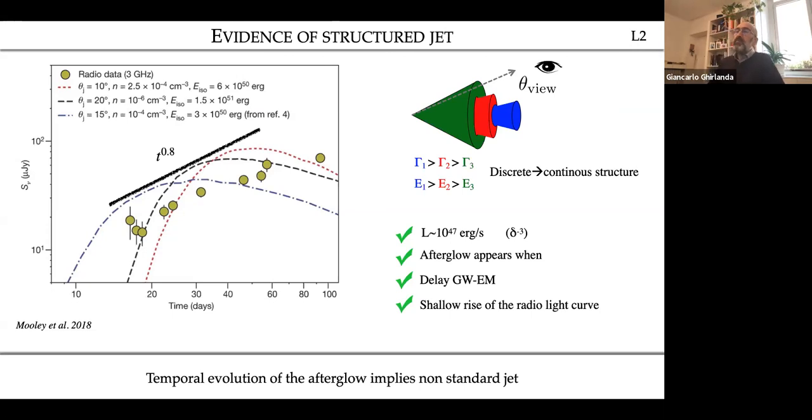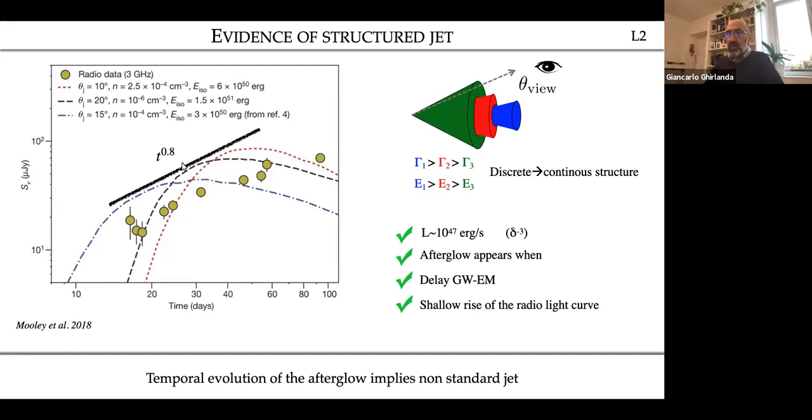the follow-up by Mooley and collaborators with the JVLA at frequencies around 3 gigahertz showed that starting from the first detection of the afterglow, up to 100 days or so, the emission of the afterglow, instead of decaying as expected if we were just observing a uniform jet on axis, was increasing. So the opposite of the expectation. And the increase was quite shallow, t to the plus 0.8.